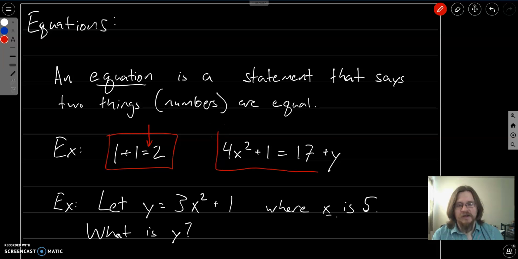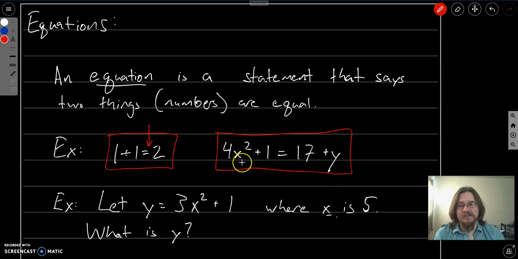Over here, we have another equation, but this one uses some variables. We have an x and a y in it. So we don't know what x and y are, but this equation is asserting that 4 times x squared plus 1 is equal to 17 plus y. Again, 17 plus y is a number because y represents some number. We don't know what it is, but we can add numbers together to get numbers.